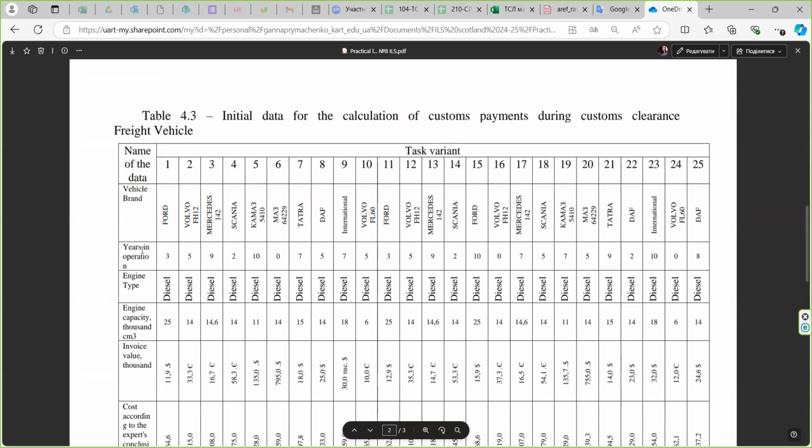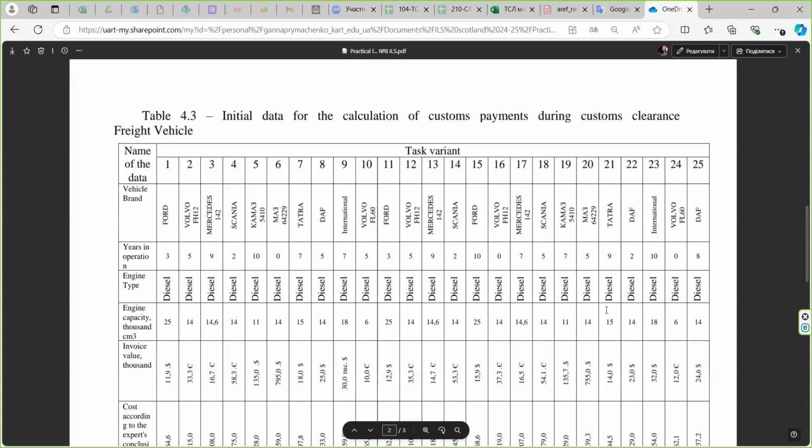We have information about years in operation, such as 3 years, 5 years, and also 10 years. It is a big period of time. We can say that these are old cars, and some are new cars. We also have 0 years in operation, so it is new cars for some variants, and for example 2 years is also like new cars, but already not very new. All these types of vehicles have diesel engines.